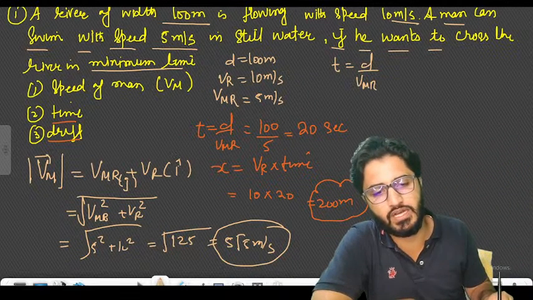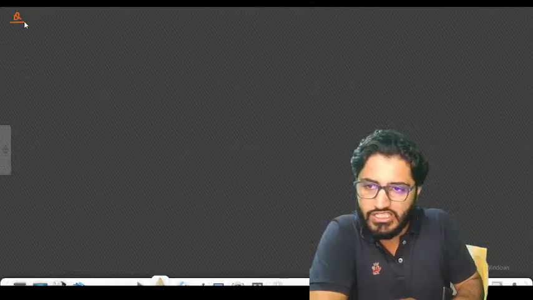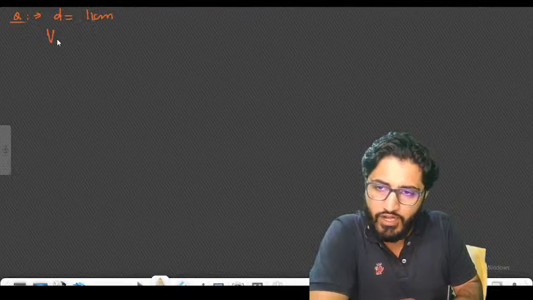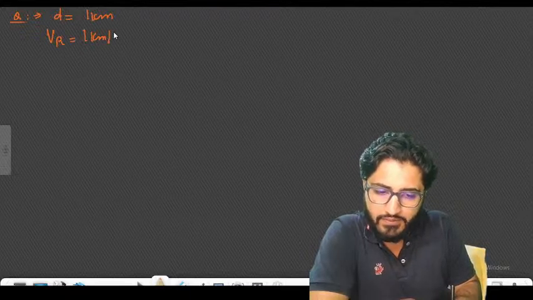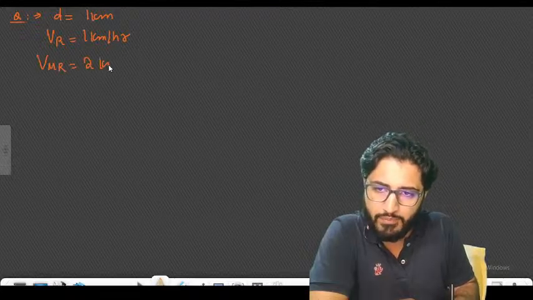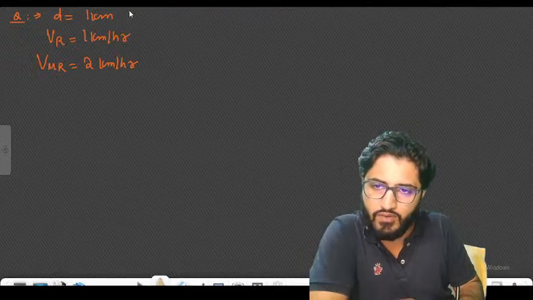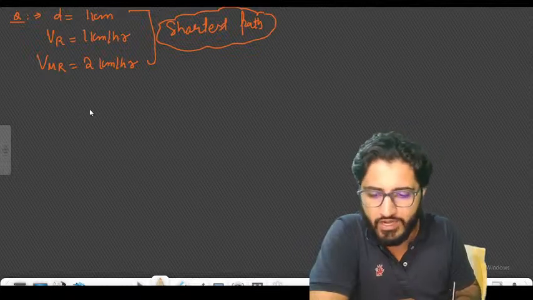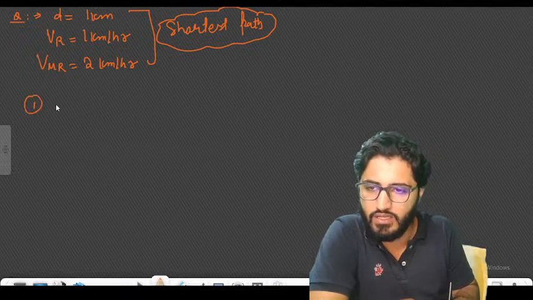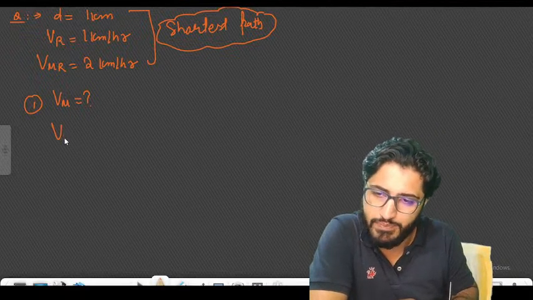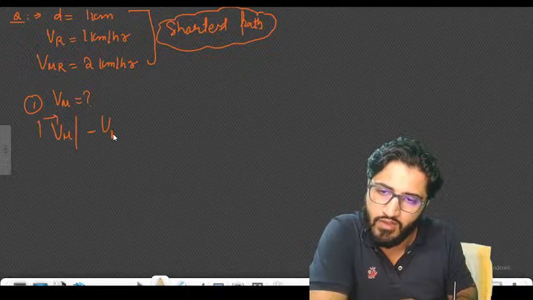Okay, one last numerical from the class. The width of the river is 1 kilometer, velocity of river is 1 kilometer per hour, and VMR is given as 2 kilometer per hour. Now the whole thing is for shortest path. Firstly, find the speed of man in ground frame, the first thing that we have to find out. So I guess speed of man in ground frame is equal to VMR cos theta.